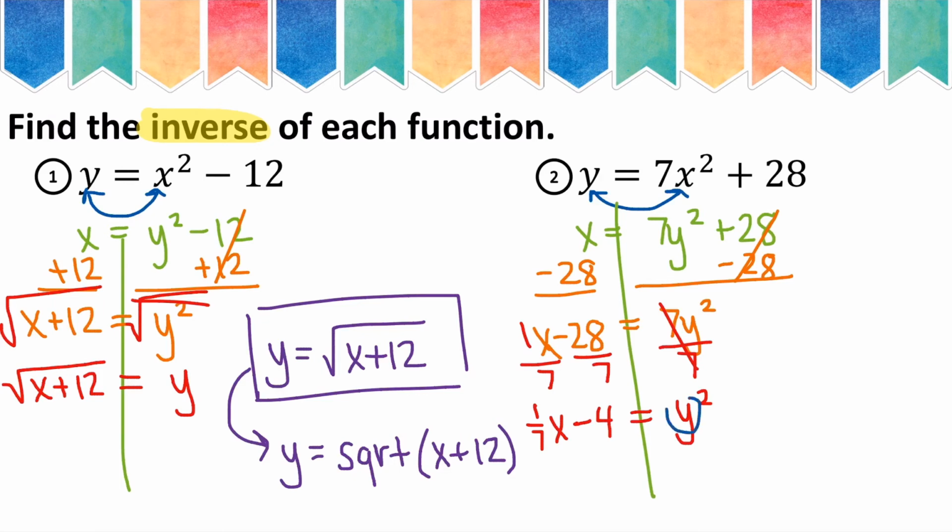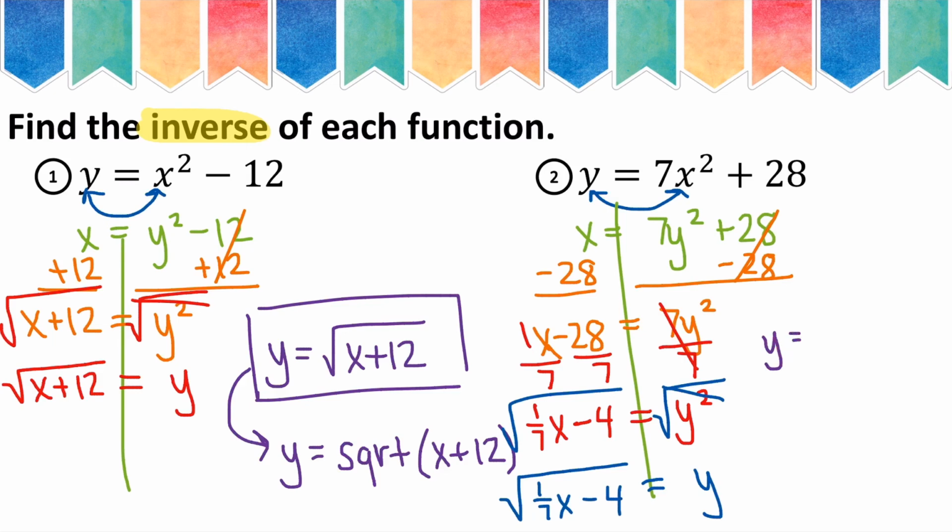Now, our y is not completely by itself yet, because it has a squared. So to cancel my square, I will need to square root both sides of my problem. A square root and a square will cancel. The y will come down. And on the left-hand side, it will simply be the square root of 1/7 x minus 4. And now I'm ready to write my final answer. y equals the square root of 1/7 x minus 4.